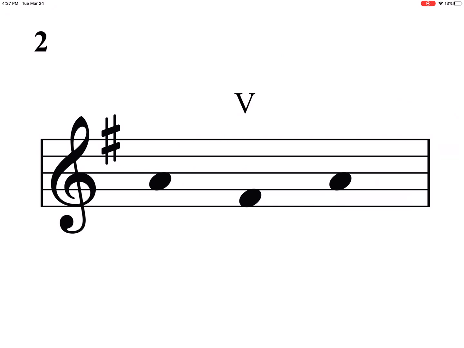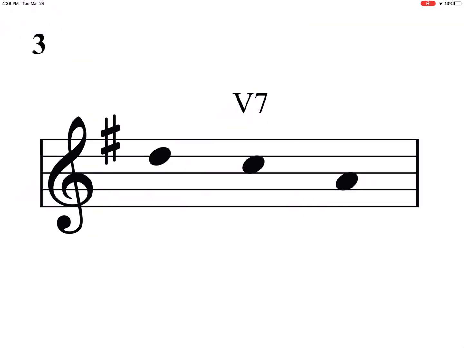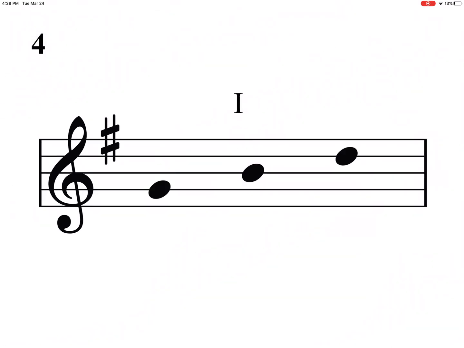The next pattern is a dominant pattern, and it goes like this. Re, ti, re. You try. Another dominant pattern. So, fa, re. You try. Do, mi, so.